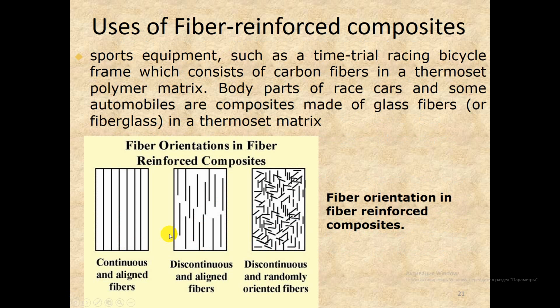Uses of fiber reinforced composites. Sports equipment such as a time trial racing bicycle frame, which consists of carbon fibers in a thermoset polymer matrix. Body parts of race cars and some automobiles are composites made of glass fibers, or fiberglass, in a thermoset matrix.